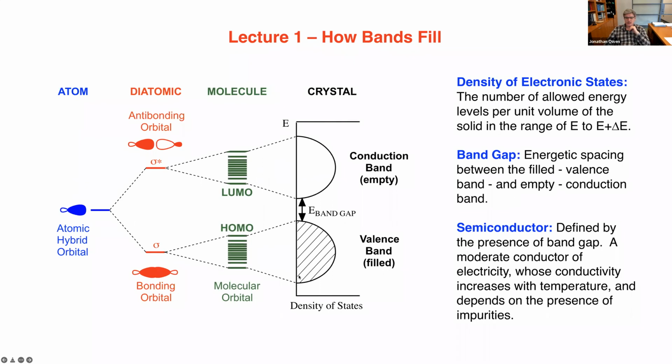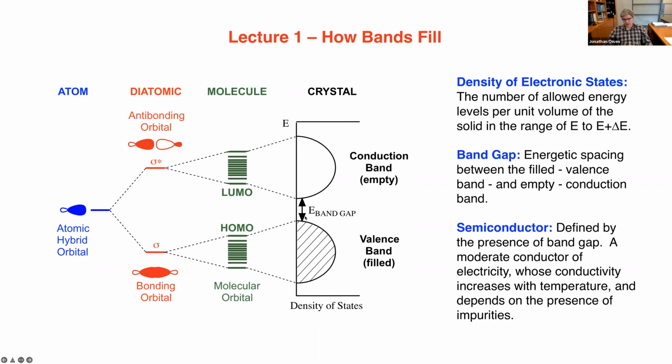So it's not just a collection of orbital energies, but it's also a reflection of how many orbitals there are in a given range of energy. If this were actually labeled with numbers, we would have to, as I mentioned, define the volume over which we're integrating.